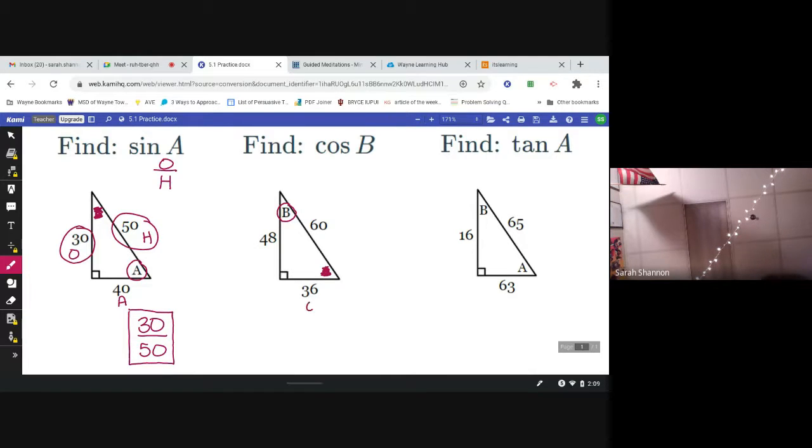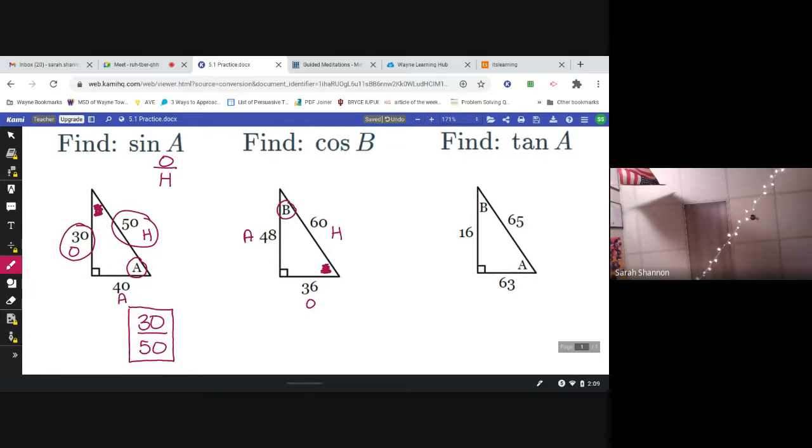So this one should be your opposite. This one is your adjacent, and that is your hypotenuse. Okay, so cosine. So CAH, C-A-H. So cosine is the adjacent side, right here, over the hypotenuse side, right here. 48 over 60.